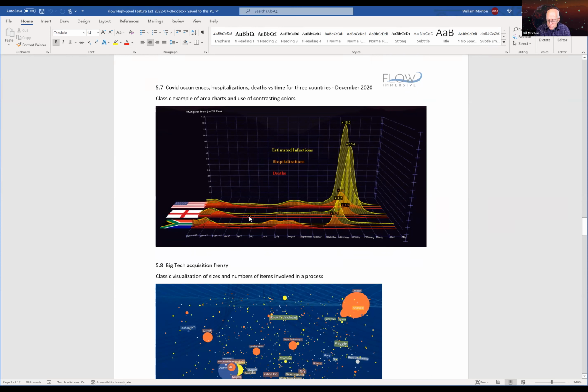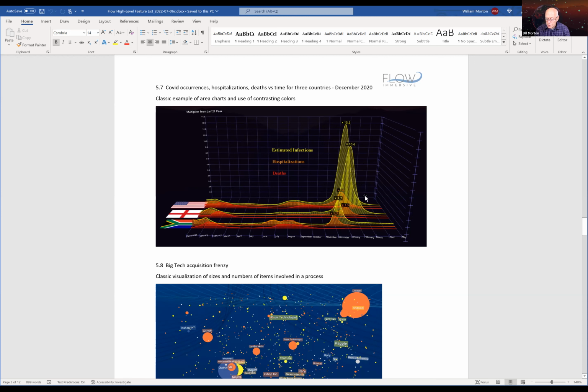This was for three countries: South Africa, the United States, and one other country. So what this chart does very effectively is display three different curves of information all together, using different colors to show their relationships. And the three colors are deaths, which are the red line, hospitalizations, which are the orange line, and infections, which are the yellow line.